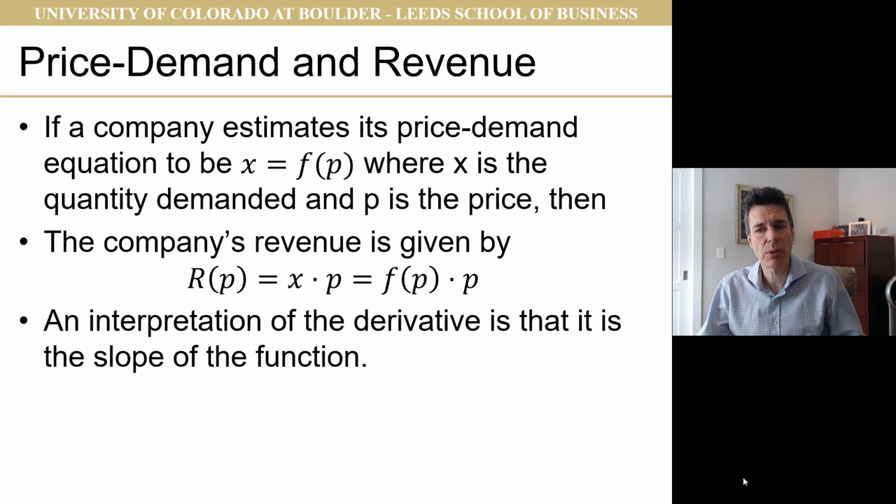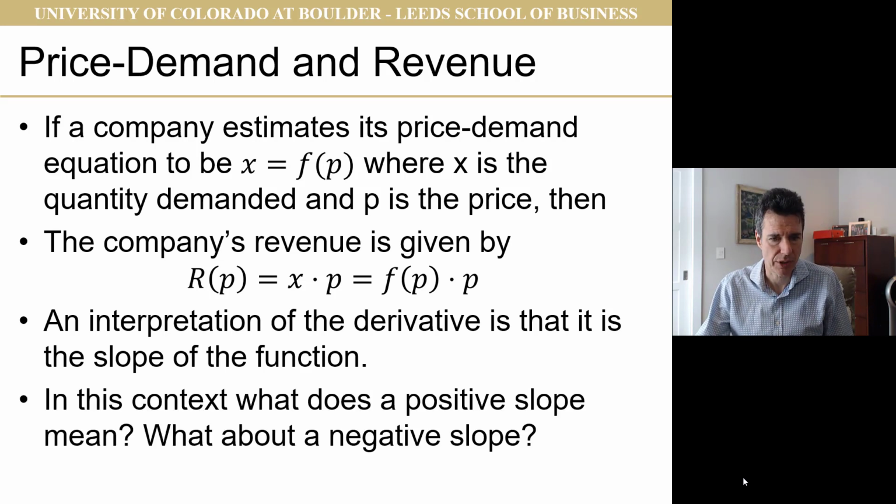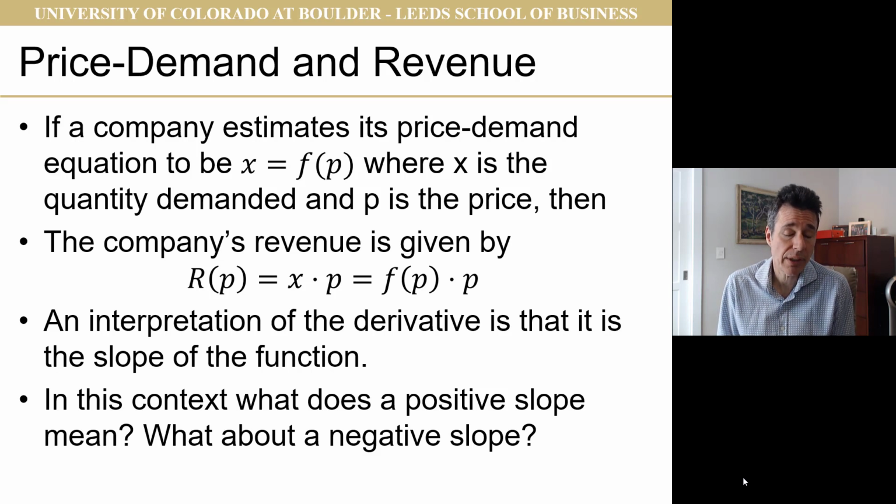Now, an interpretation of the derivative is that it is the slope of the function. So if we think about the derivative of revenue with respect to price, what this means is if we have a positive slope, then increasing prices is going to increase revenues, and decreasing prices is going to decrease revenues. If we have a negative slope, then increasing prices is going to decrease revenue, and decreasing prices is going to increase revenue. So the slope or derivative of revenue is really useful for determining, if we're running this company, what we should do with our prices.